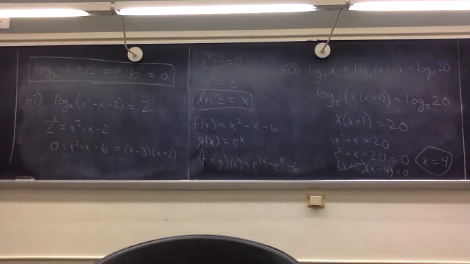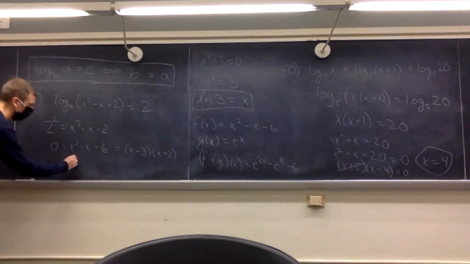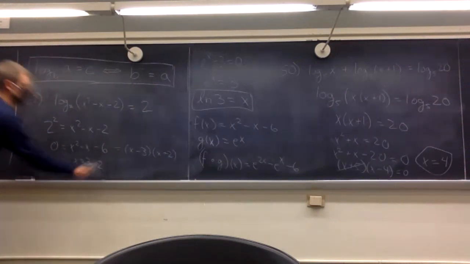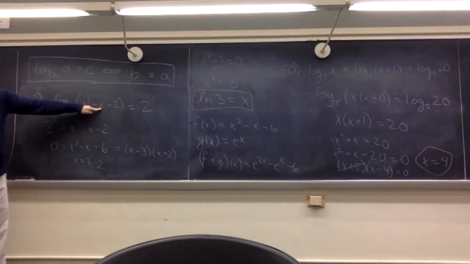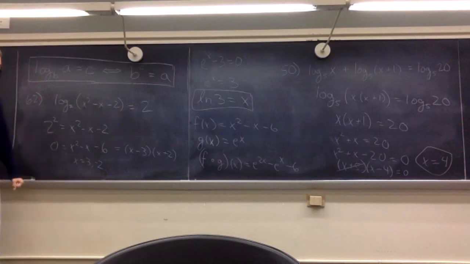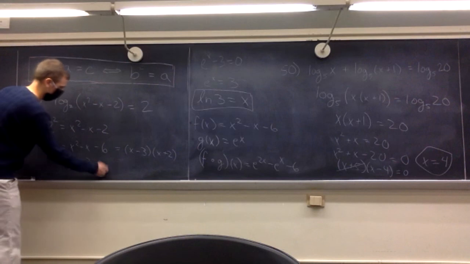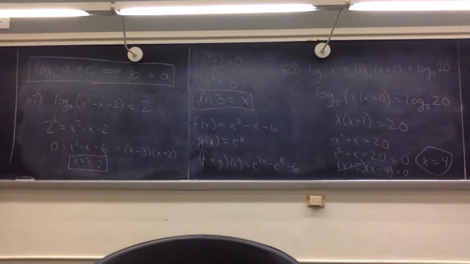You know this problem already. You know the solutions are 3 and negative 2. Can we plug them both in? Let's check. 9 minus 3 is 6. Minus 2 is 4. That's okay. How about negative 2? 4 plus 2 minus 2. That's okay. They're both solutions. That's handy. Use this rule and a little bit of factoring for quadratics. We're done.